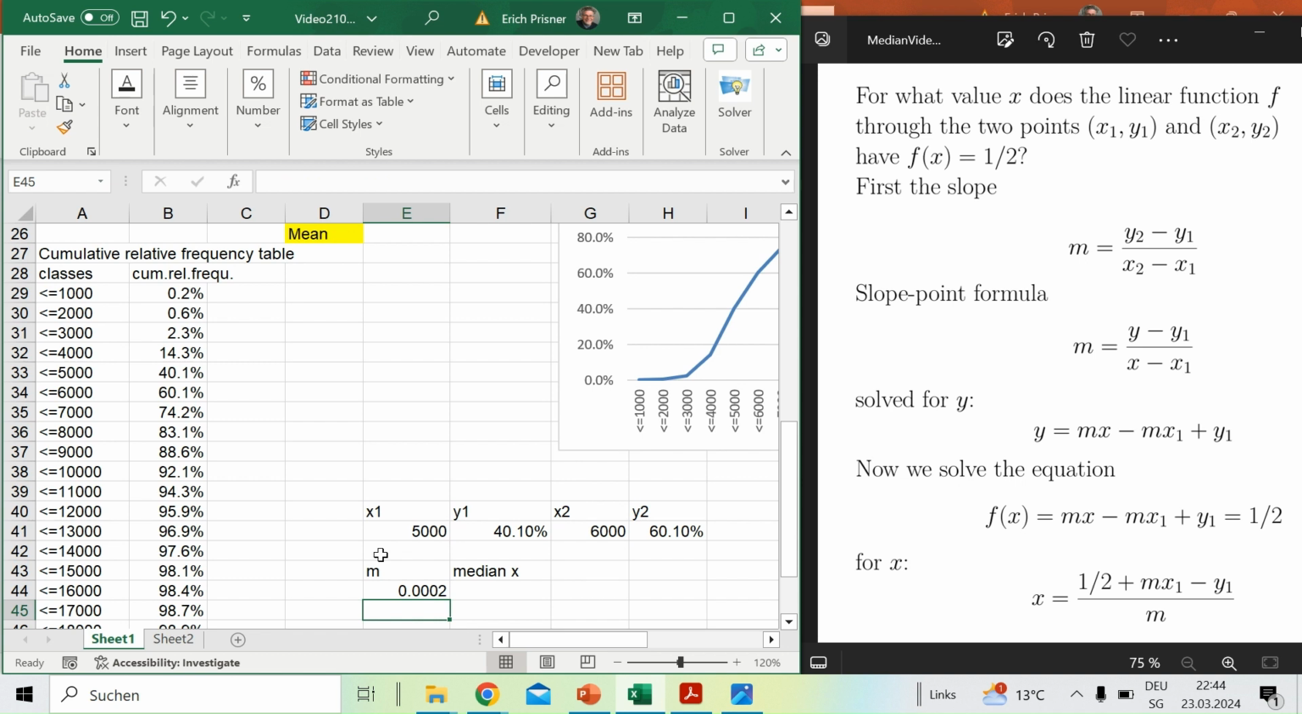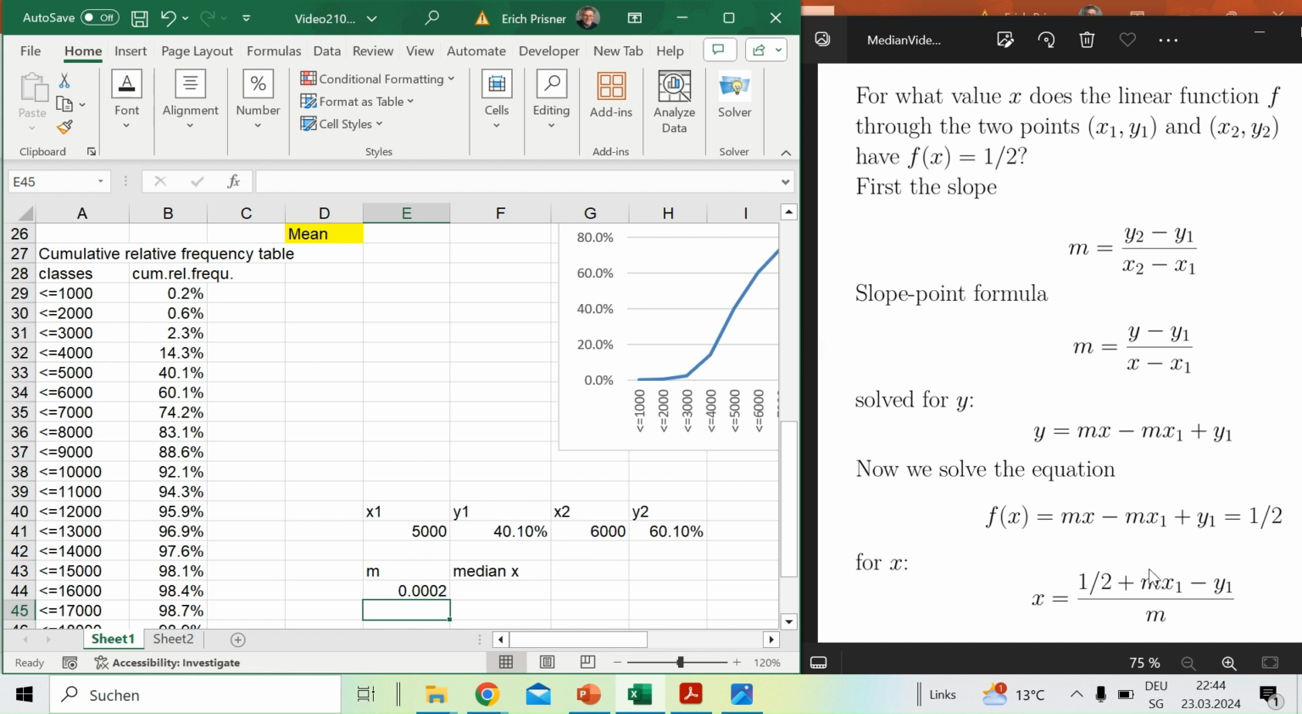0.0002, a very small number, not surprising, because the difference of the y's is less than 1, and the difference of the x is 1,000. So we divide something less than 1 by 1,000. And now the median. For the median, we need just this formula here.